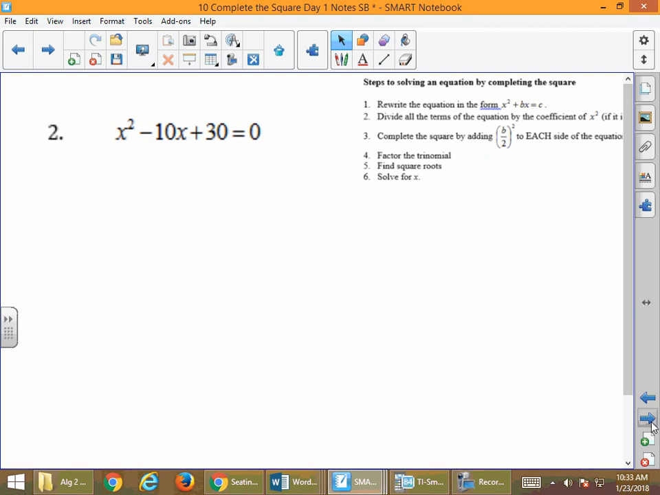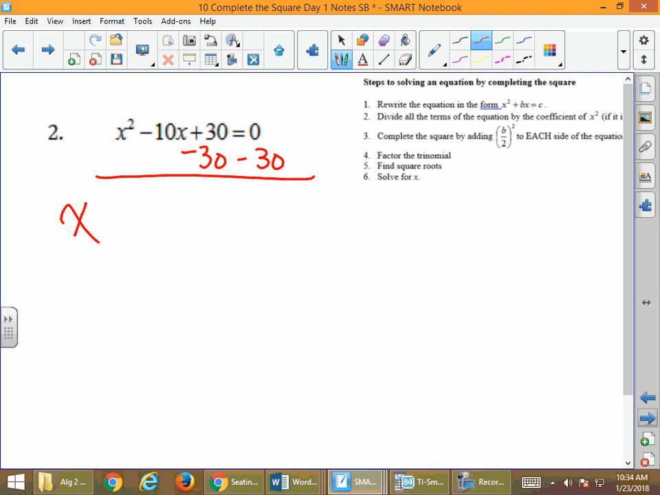So once again, our first step, put the variables on one side, the constants on the other. So in this case, we're going to subtract 30 from both sides. We'll get x squared minus 10x plus something. Put a box if you want a box. Equals negative 30 plus something.